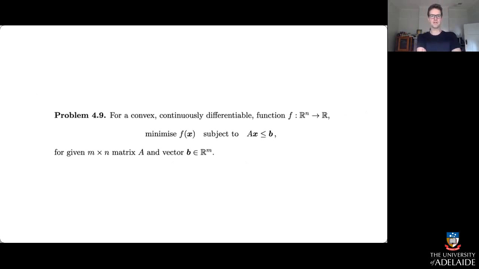So just to remind you, here's the problem that we're trying to solve. We have a convex continuously differentiable function. We're trying to minimize that subject to some inequality constraints, and we're going to restrict ourselves to just linear inequality constraints here. So what does this look like?